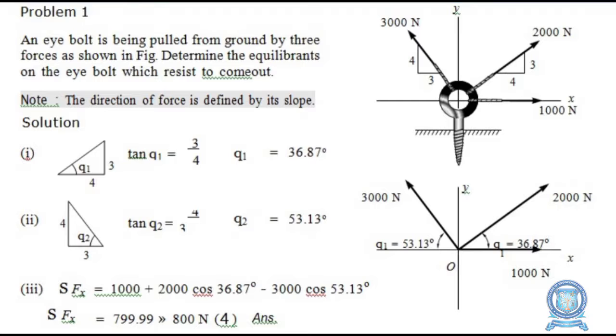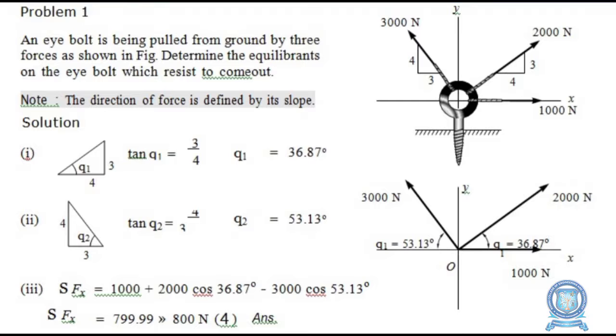Solution. First of all, with the help of the slope, we are going to find the angles of the two forces. For the 2000 Newton force, tan theta 1 is equal to 3 by 4, which implies theta 1 is equal to 36.87 degrees. The 2000 Newton force is making an angle of 36.87 with respect to the x-axis. Next, the second force, the 3000 Newton force. For that, the slope is 4 by 3. So tan theta 2 is equal to 4 by 3, which implies theta 2 is equal to 53.13 degrees. The 3000 Newton force is making an angle of 53.13 with respect to the x-axis.